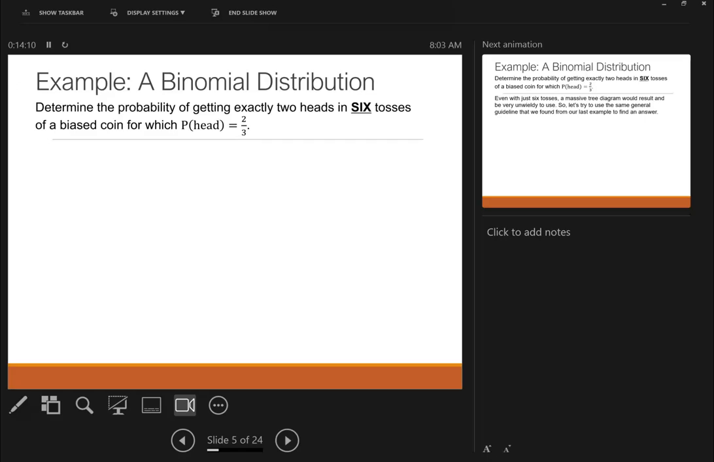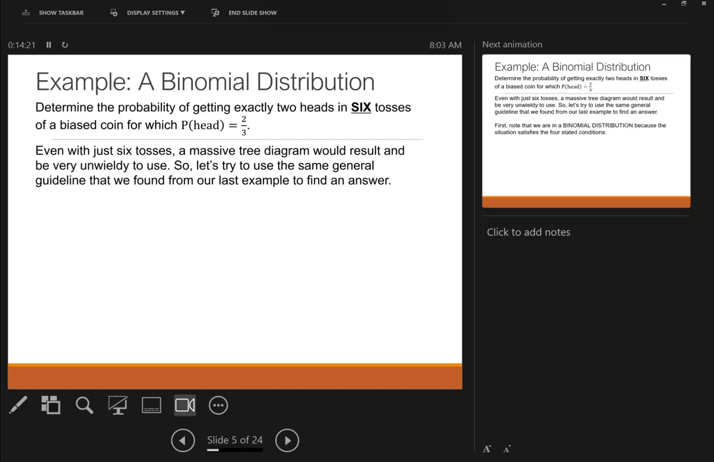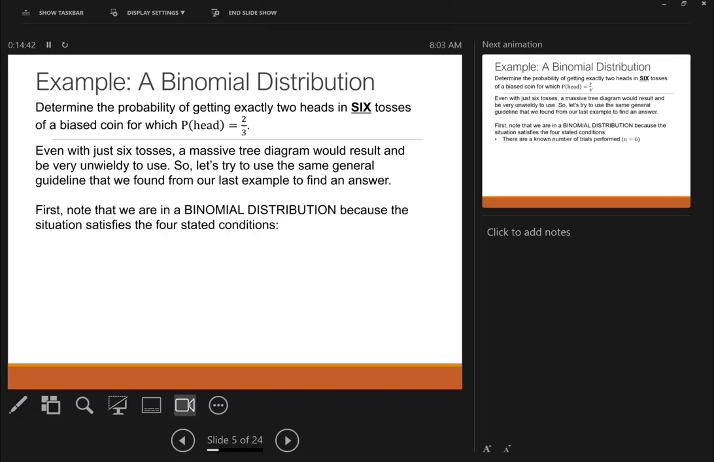So let's take an example here. Let's say we want exactly 2 heads, but let's extend this out to 6 tosses and just get a feel for what's going on here. Even 6 tosses is going to have 64 branches at the very end. No thank you, that's massive. I don't want to draw that. I don't want to try to get that on my piece of paper and keep it straight. I would much rather build a formula from that.